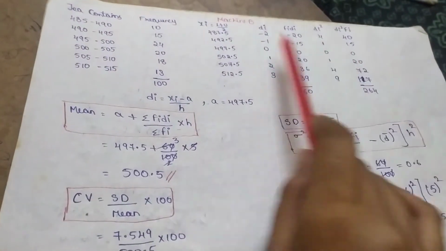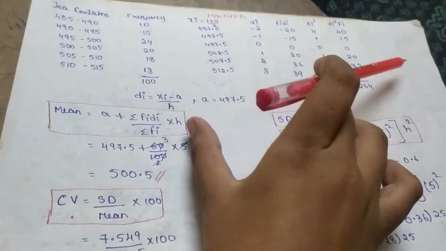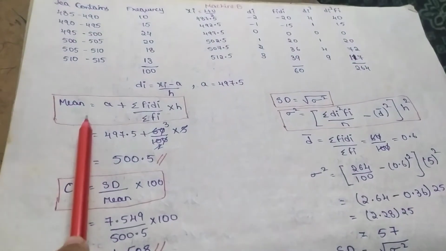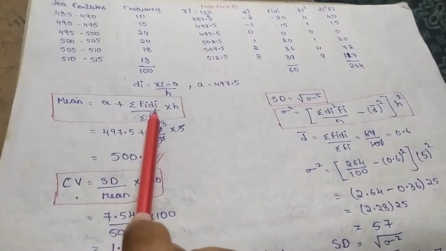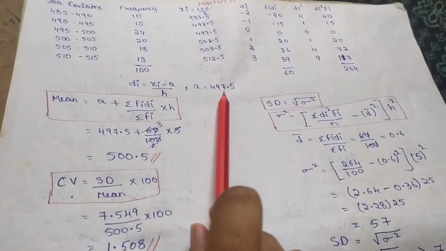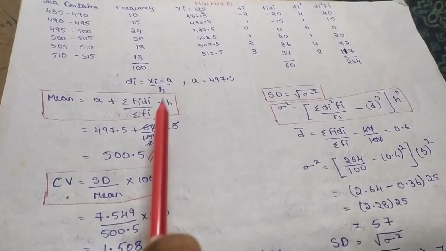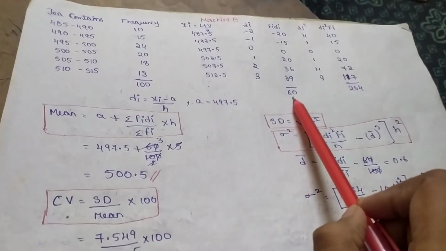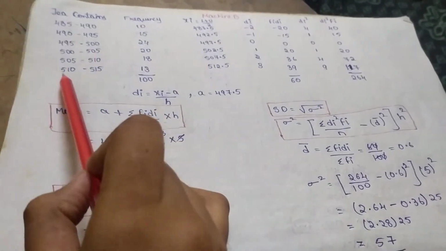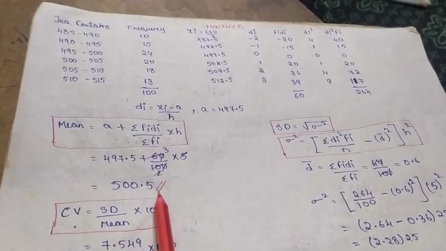We drew the table and the columns, so the table part is completed. Now it's time to substitute values in the formula. Mean equals A plus summation of fi di by summation of fi into h. The A value I have taken here is 497.5, plus summation of fi di is 60, summation of fi is 100, into h, the difference between the class intervals, that is 5, and we got the answer 500.5.